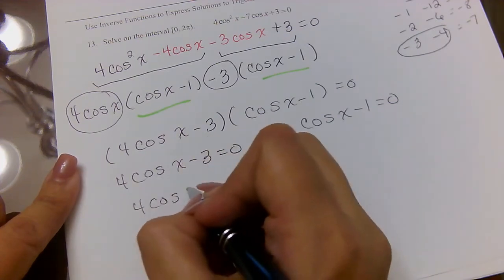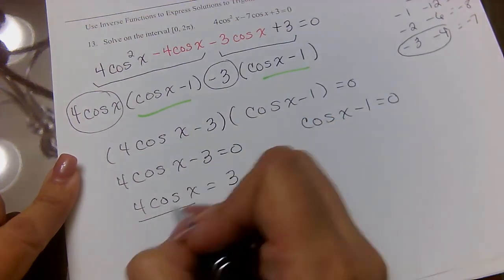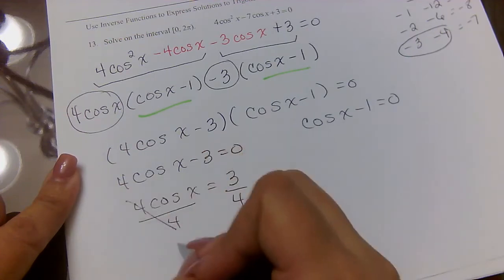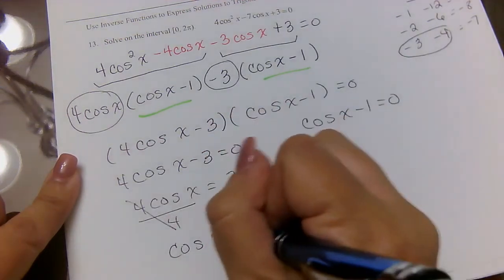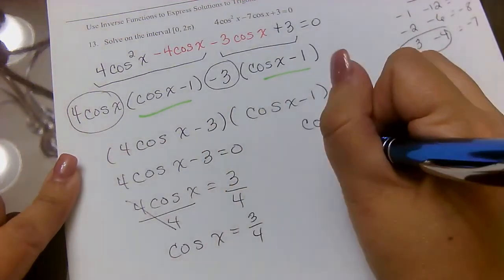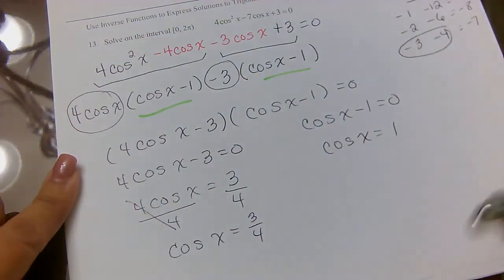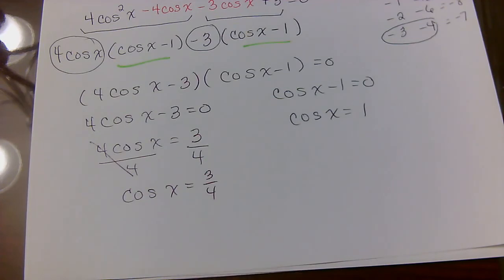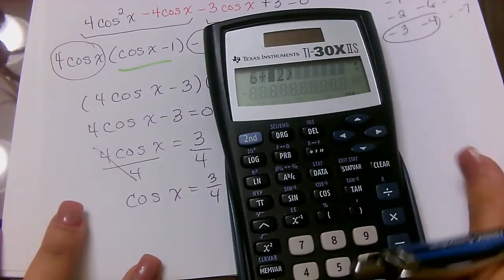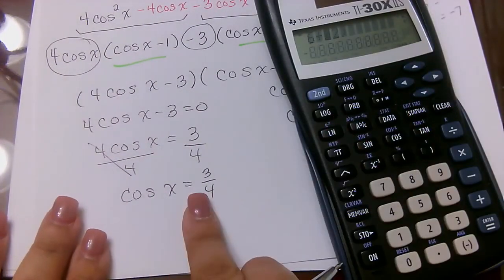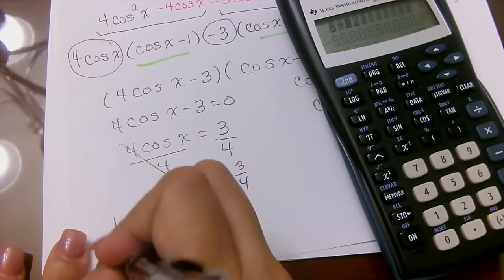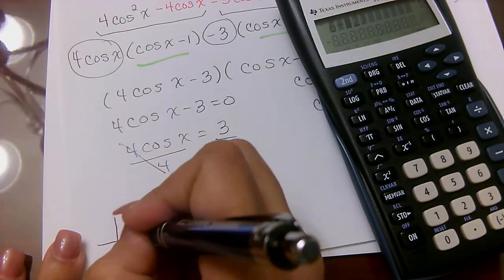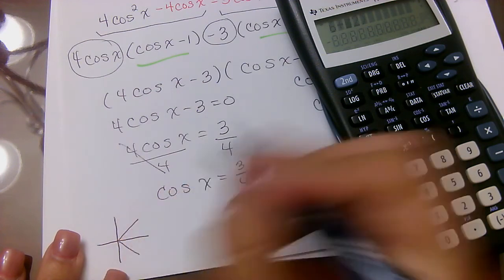So 4 cosine x is equal to 3, divided by 4. So cosine x is equal to 3/4. Here, cosine x would just be equal to 1. Notice on this one we don't have this fraction on the unit circle, so we're just going to be using our calculators. Okay, first answer. We're going to do the inverse of cosine. Now remember, where is cosine positive? Hopefully you said quadrant 1 and also quadrant 4.